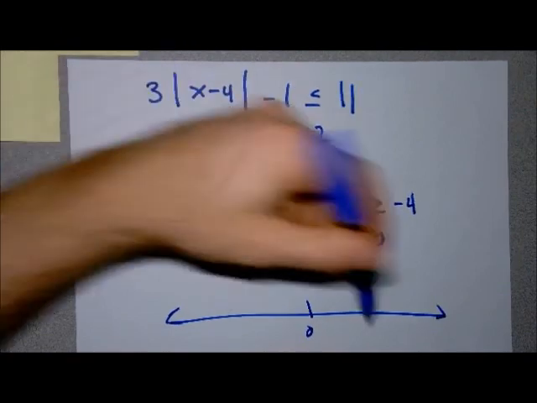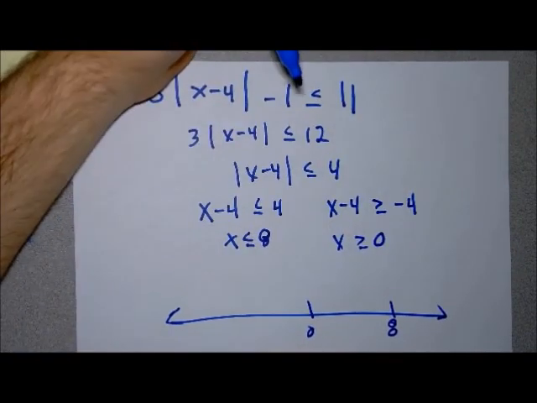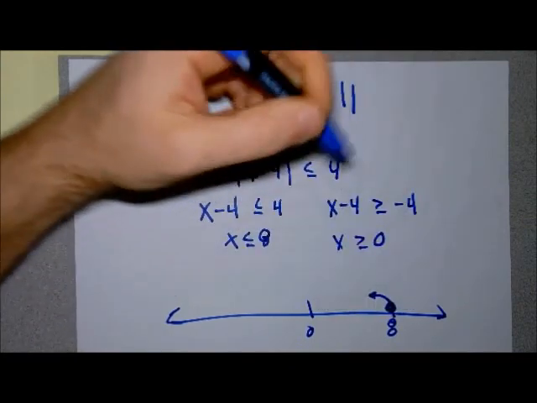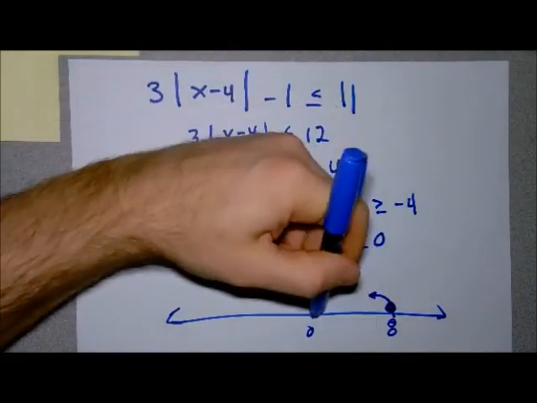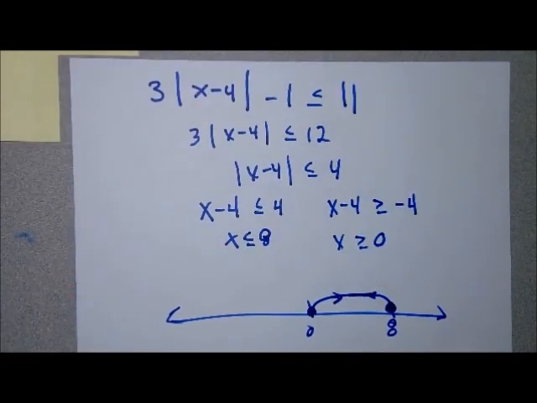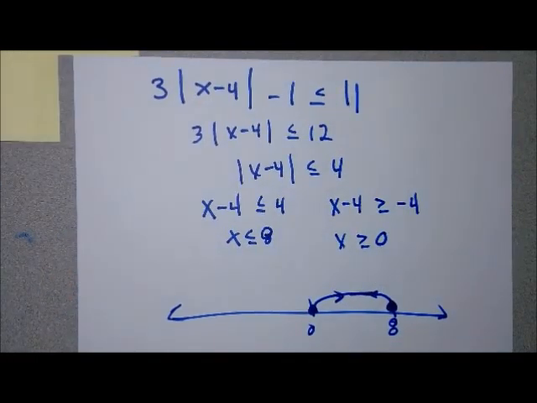So here is 0, here is 8. It says it's less than or equal to 8, closed dot, heading to the left, greater than or equal to 0, closed dot, heading to the right. These would meet in the middle, so again your answers are 0 and 8 with the corresponding number line.